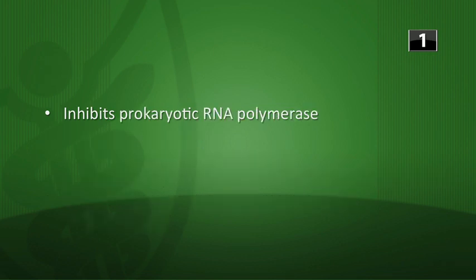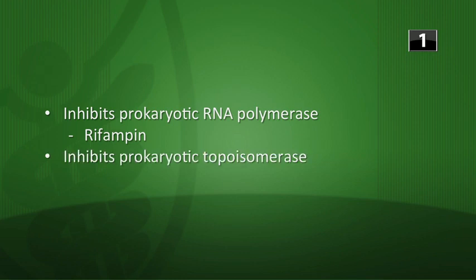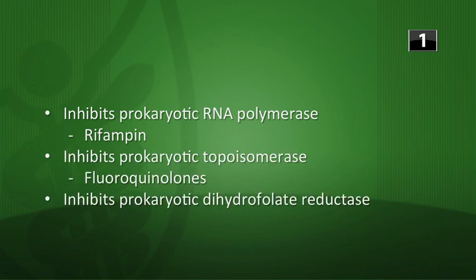Inhibits prokaryotic RNA polymerase, that's gonna be rifampin. Inhibits prokaryotic topoisomerase, that's gonna be the fluoroquinolones. And then inhibits prokaryotic dihydrofolate reductase, that's gonna be trimethoprim.